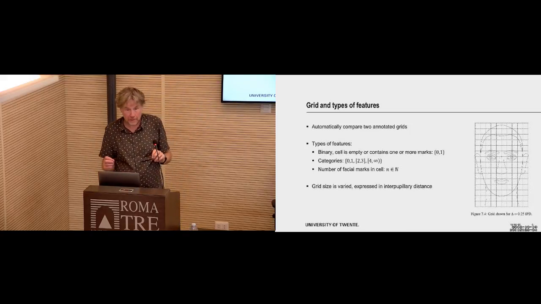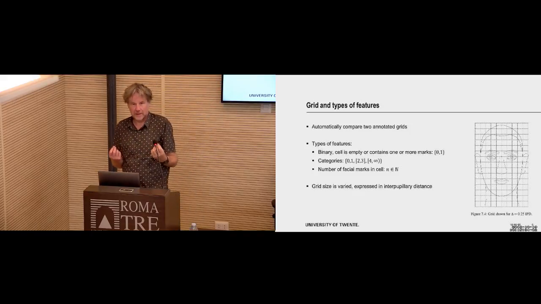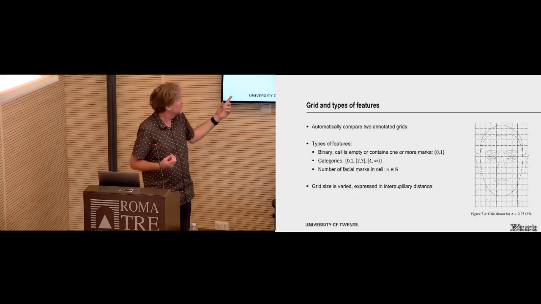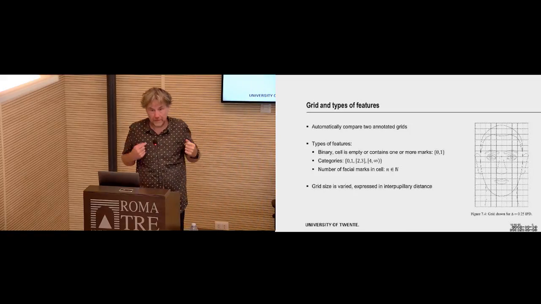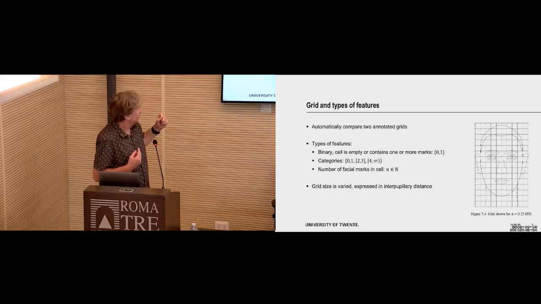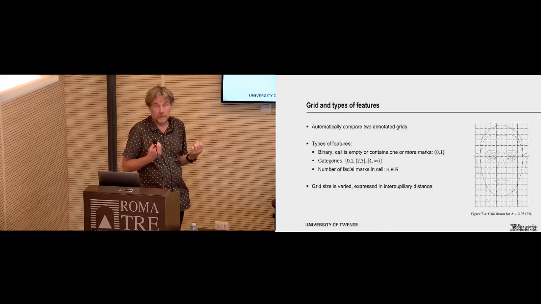And one problem that you will have to solve is, what grid size do we take, and how do we standardize the grid size? Well, we use interpupillary distance, so the distance between the pupils of the eyes, the centers of the eyes, and we express the square grids in interpupillary distance. So it could be 10% interpupillary distance up to maybe 50%.